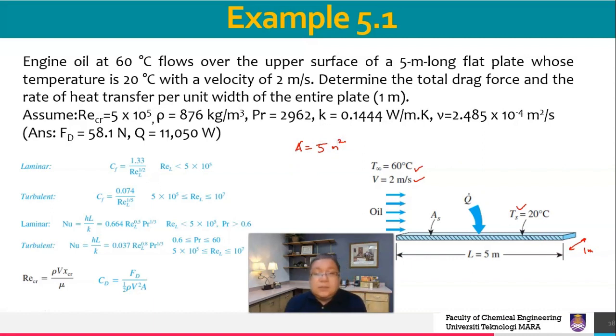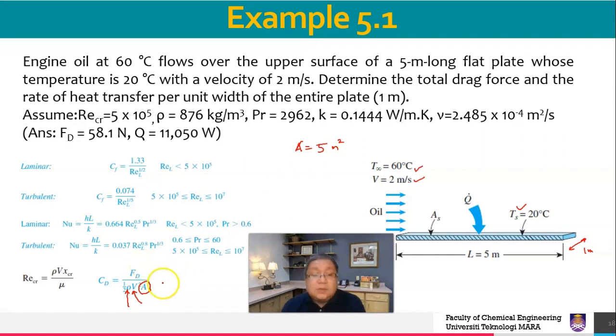So where do you need A? Why do you need A? Because the CD formula, the drag coefficient formula, will have A in it. And you have to determine F, right? So once you know the value of C, you will know the value of F, but you have to know the value of A. V is given, rho is also given. It's lucky for you. All the properties here are given to you, so you don't have to find the reference temperature and so on.